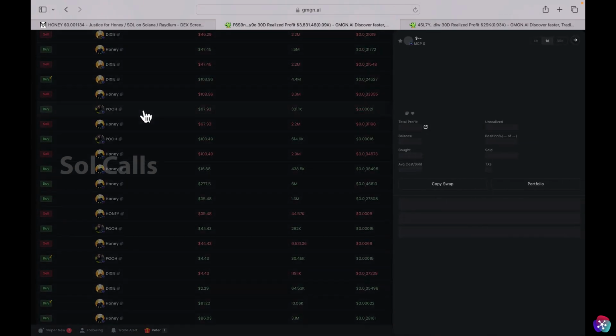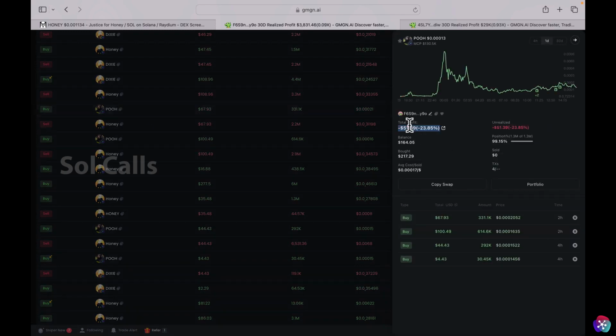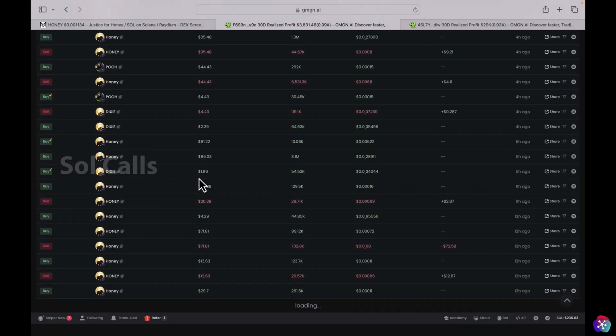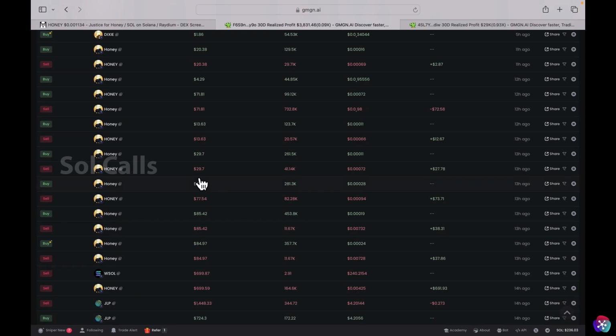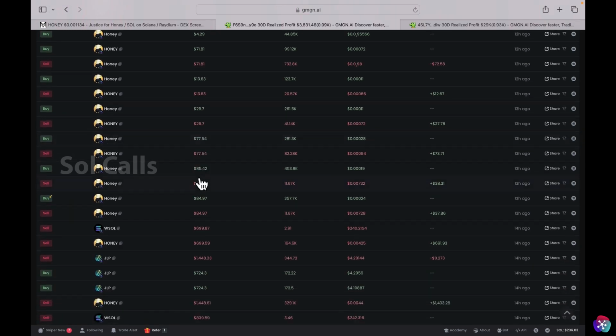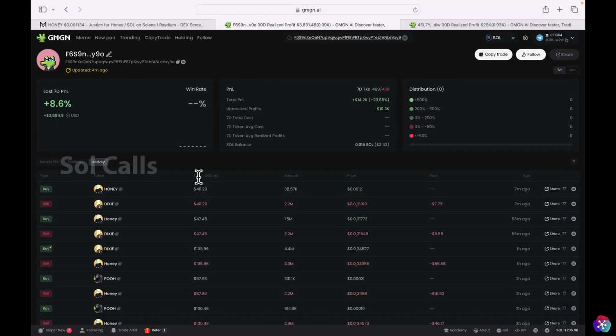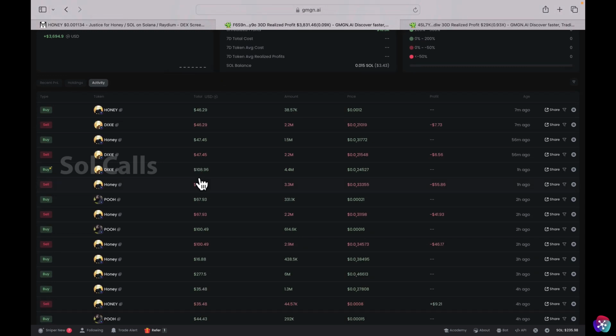Again, let's see this token. He lost money, but this is unrealized profit. He hasn't sold that, and there's a possibility that this token goes up. Again, let's see. What I really love about this wallet is that the number of tokens he buys is low. Over the past 14 hours, he only bought 3 tokens.